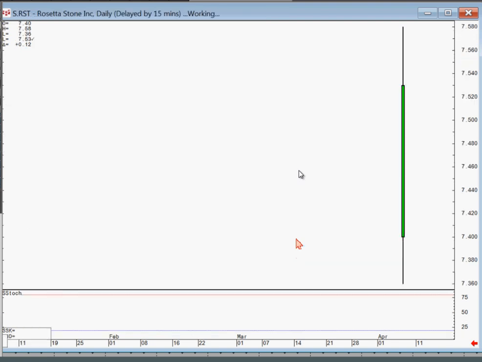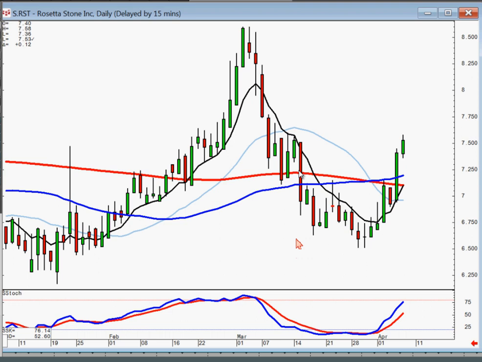Rosetta Stone. Right now you stay long. You can see you're in the next wave. You wait a certain time after the open where you make your decision to pull the trigger.